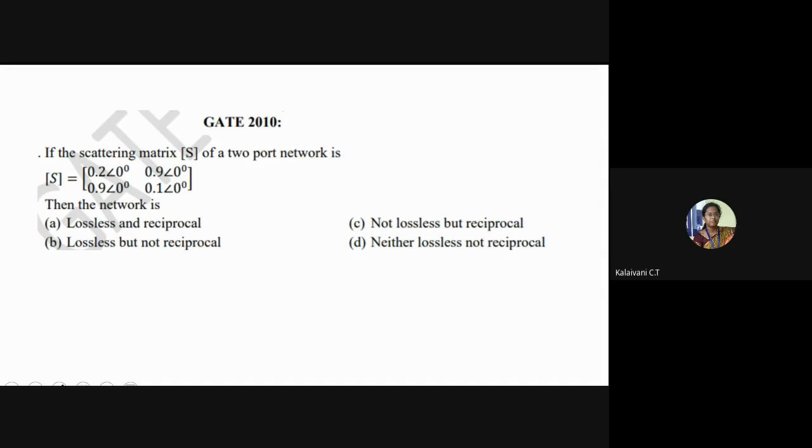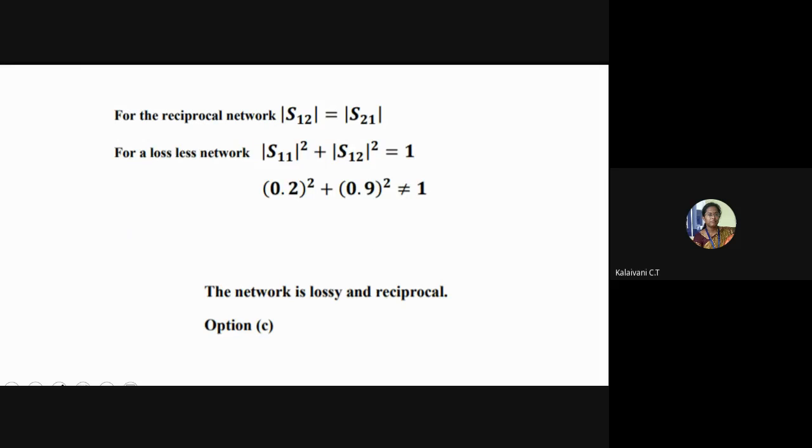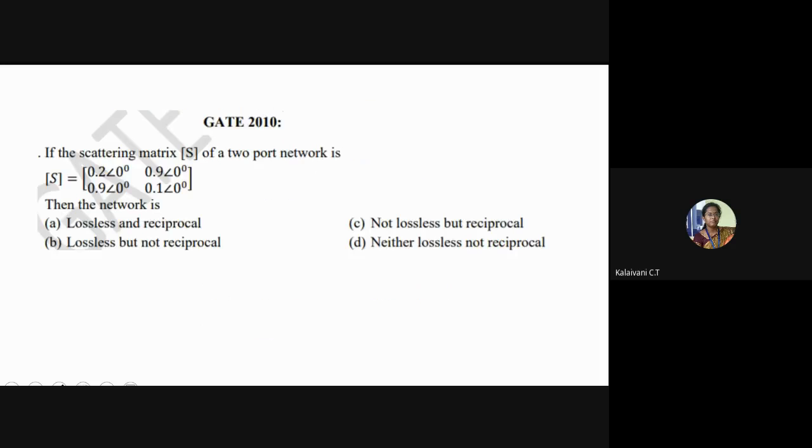So scattering matrix, if we go to the parameters of S, what is the condition for reciprocal? The modulus of S12 will be equal to modulus of S21. I think that condition is satisfied. So this is the condition for reciprocal. You can check the condition here. Both the modulus values will be the same. So the network is reciprocal. So we have either option A or option C.